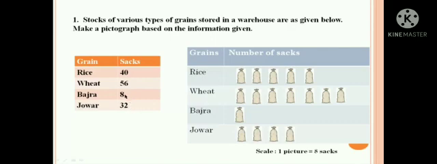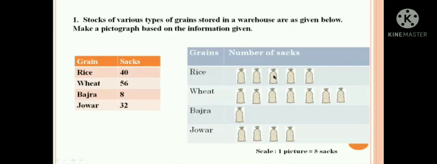And then you have to first write down the scale. That means one picture is equal to how many sacks. Now what is the least number over here in the sacks? It is 8. That is the reason you first have to start that one picture is equal to 8 sacks. So in rice, 40 sacks are given. So how many sacks will you draw? Because over here 1 sack is equal to 8, you are going to draw 5 sacks in the column of rice.